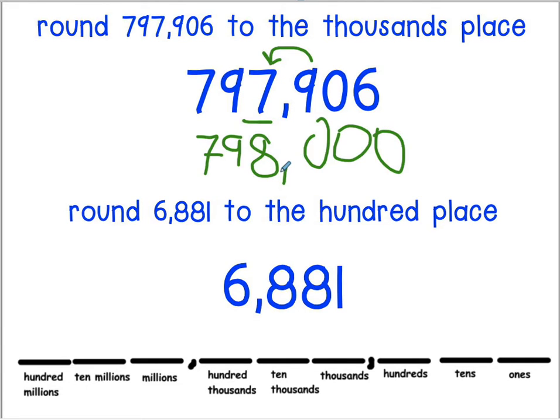Round 6,881 to the hundreds place. 8 is in the hundreds place, and our other 8 is its neighbor, and he says to get bigger. So our 8 turns into a 9. Our numbers to the right turn into zeros, and our number to the left stays the same.